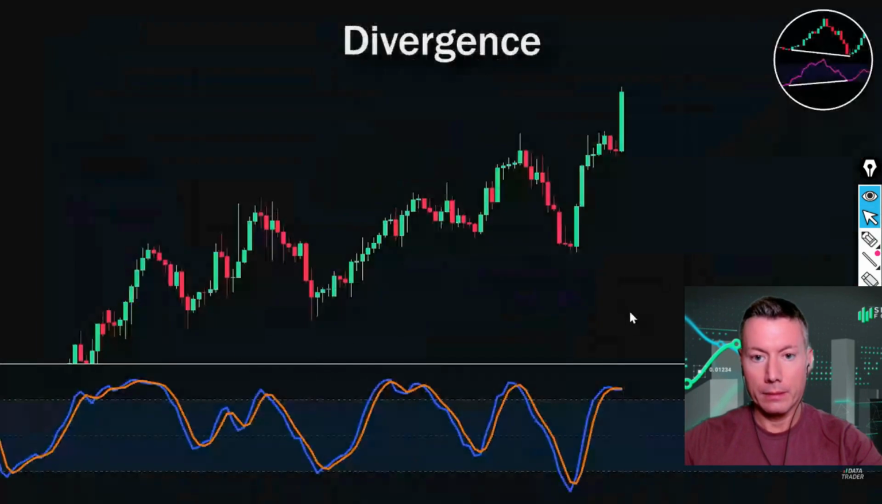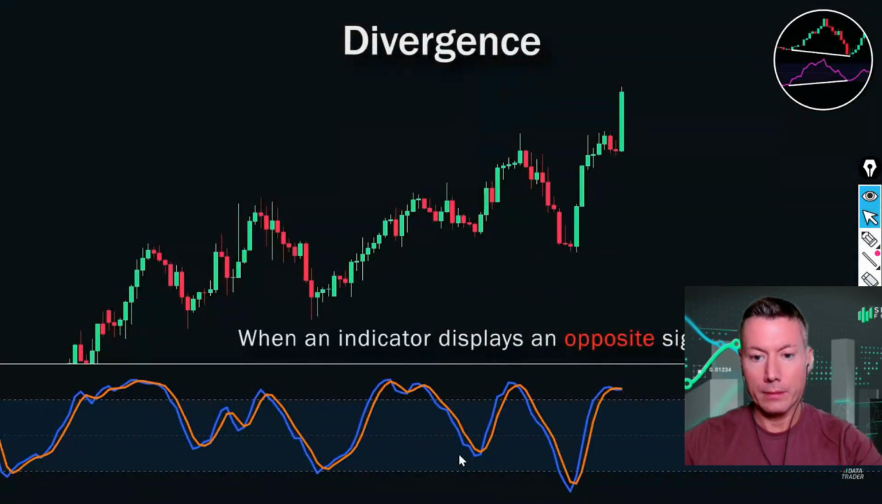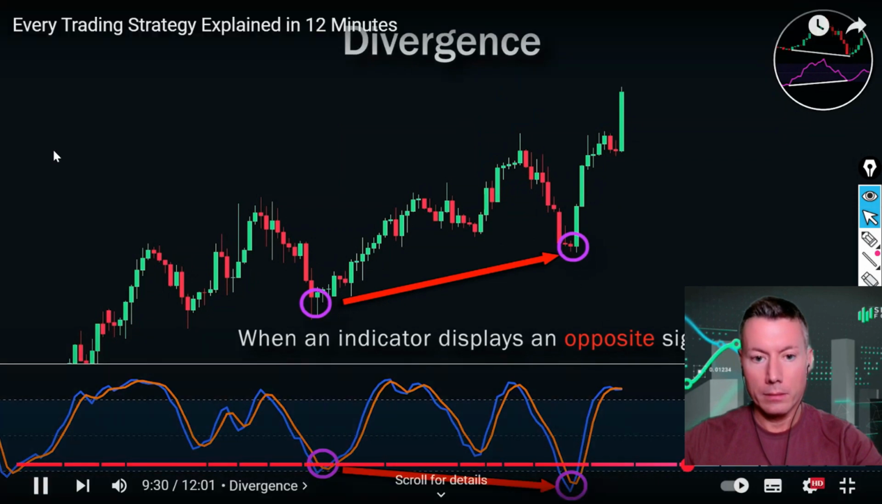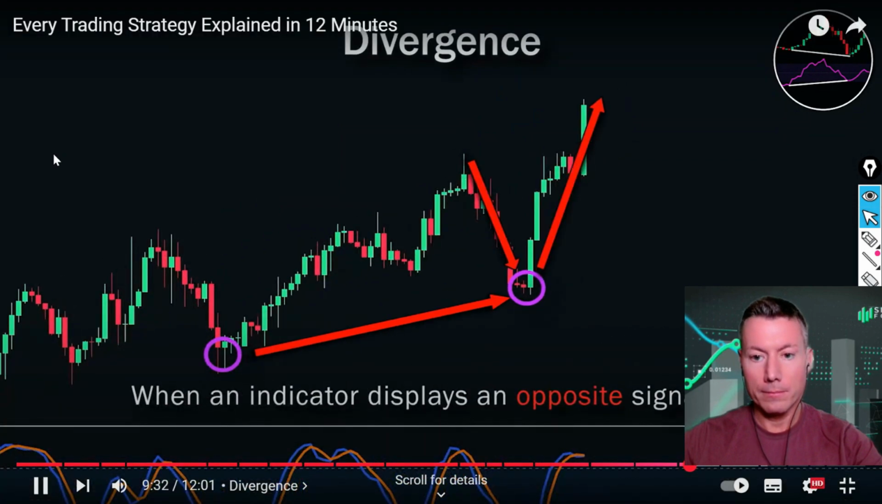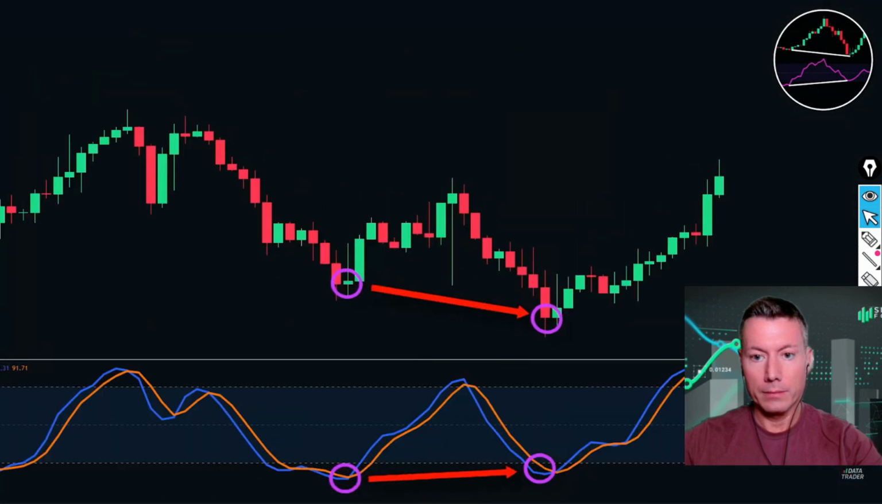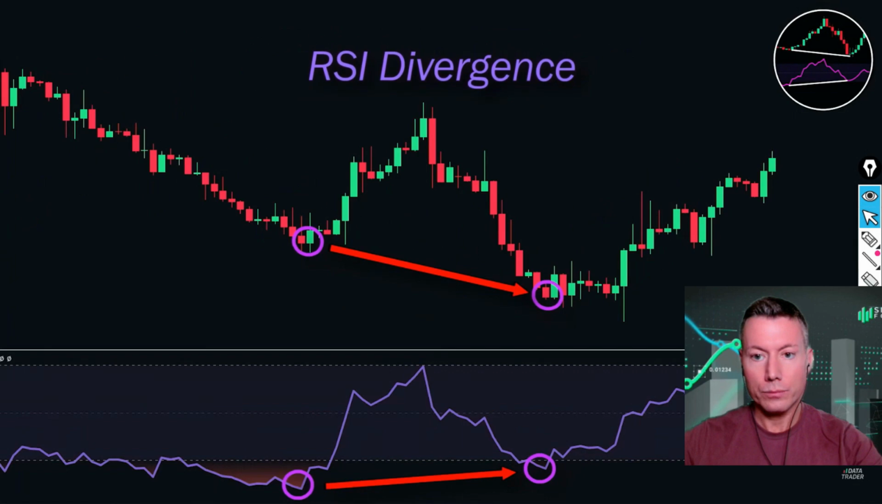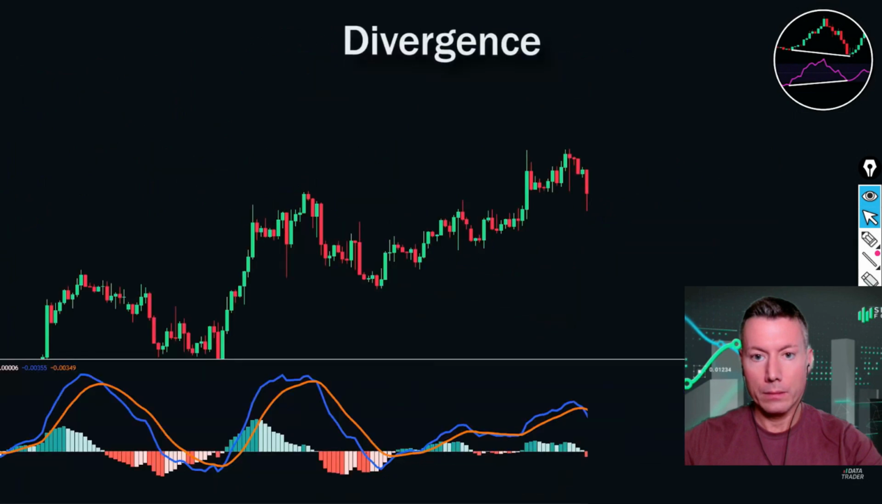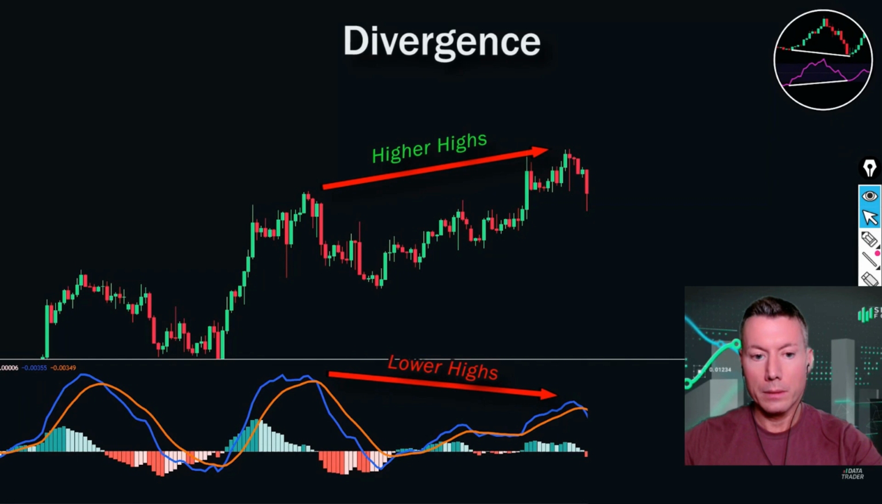Divergences. Divergences occur when an indicator displays an opposite signal of the real price movement. When this happens, it is usually a sign that the trend might reverse. Divergences can occur in many indicators such as the MACD, stochastic, and the RSI. For example, here, using the MACD indicator, you can see that the price is forming higher highs, which is bullish, but the indicator shows the opposite, lower highs, which is bearish.